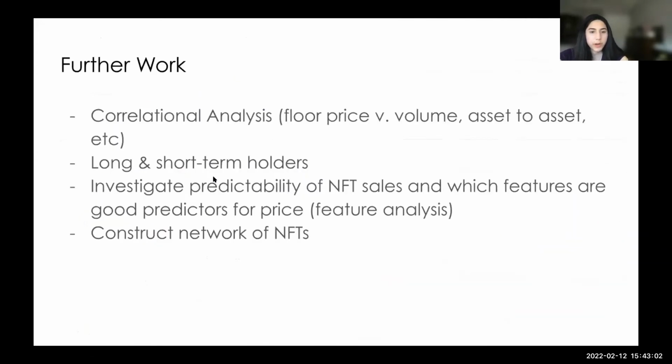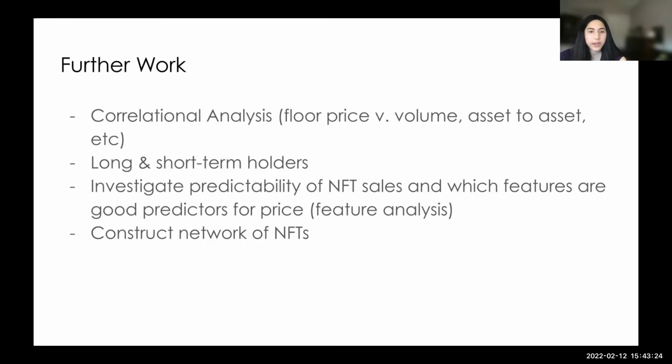And so for further work, we can make a correlational analysis of floor price versus volume. We can look more into the long and short-term holders of the NFT collections, and also see which NFTs would be more popular in the future by investigating their future sales price.